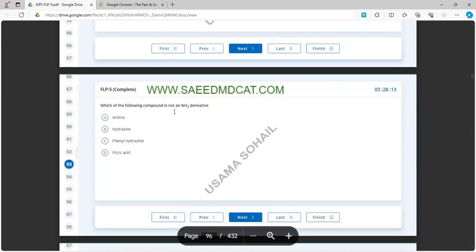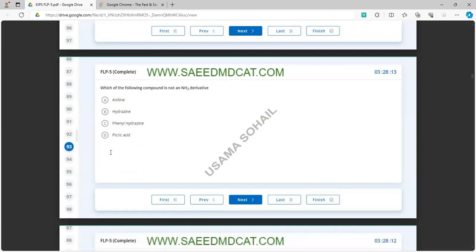And question number 93, which of the following is not an ammonia derivative? The correct option will be picric acid, because if you see the structure of picric acid, it basically has three NO2 groups attached to it along with an OH group. However, if you look at the structure of the following, aniline has an NH2 group, and hydrazine and phenylhydrazine, they all are ammonia derivatives. The correct answer is D.